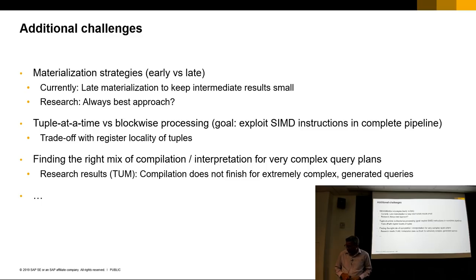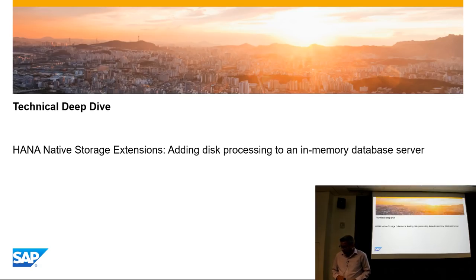Okay, all right. So then we'll switch topics to adding disk processing to the engine. As Andy and I were talking about before, there's this ongoing question about in-memory processing in a database. Where do you start? Do you start with a disk-based engine and add in-memory processing, or do you purpose-build an in-memory engine from scratch and then add disk processing to that?